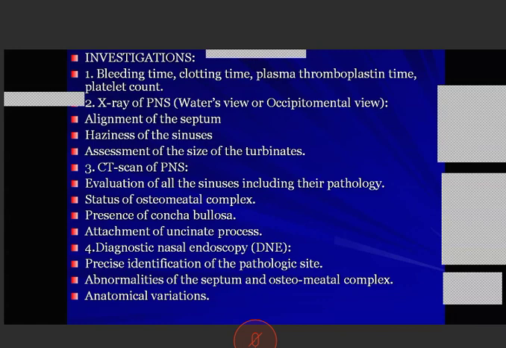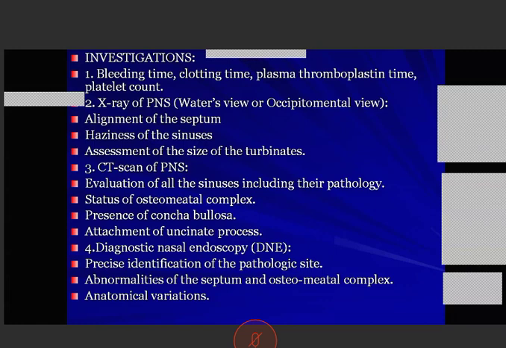You can see any bony part of the deviation, or any inflammation or sinusitis in this X-ray. So alignment of the septum, haziness of the sinuses, assessment of the size of the turbinates can be seen in the X-ray of the paranasal sinuses. Then if you want to get a much better study, you can go for a CT scan of the paranasal sinuses. There you'll have evaluation of all the sinuses, including the pathology, status of the osteomeatal complex, presence of concha bullosa, attachment of the uncinate process, whether there is a medial or lateral attachment.